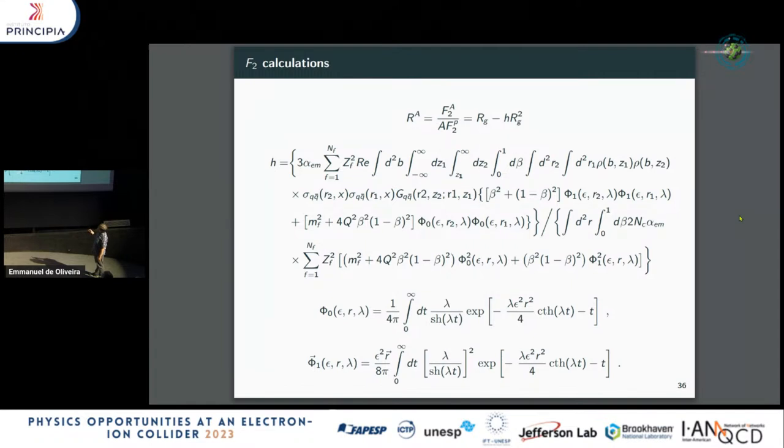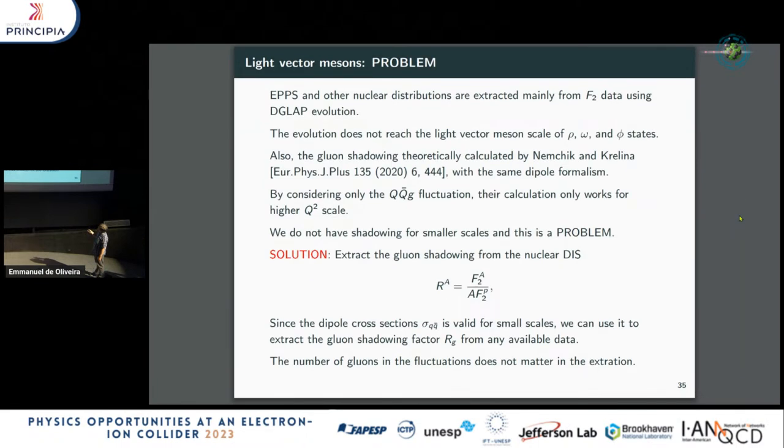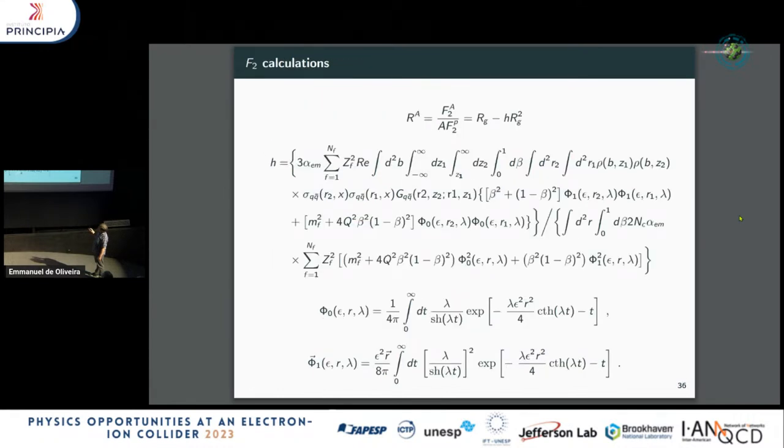We have this expression. If you get R_A, that's the ratio of F2 from nucleus and proton, this will be the gluon shadowing minus some number times the gluon shadowing squared. This number is a bit complicated to calculate, but we are getting better and better at calculating it. We can see that it has the photon wave function, the quark and antiquark momentum fraction, the dipole cross-section, everything said before.